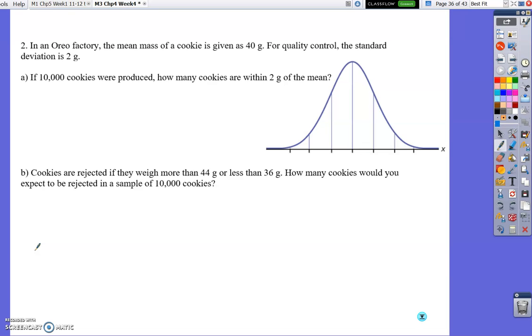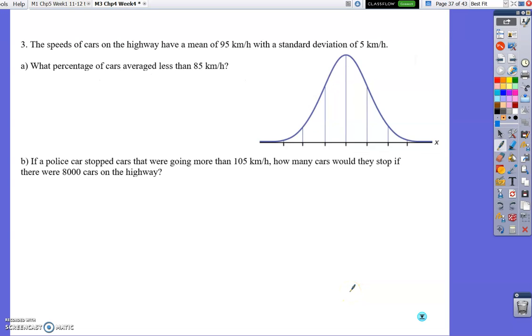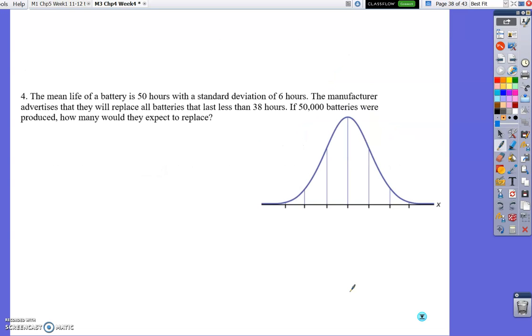So the Oreo factory: mass of cookies were produced within 2 grams of the mean. Keep that in mind. See what that is. Remember, our standard deviation is 2, so that just means within 1 standard deviation. That's 68%. You don't even have to do anything. 68%. Then do that times 10,000. And then this one you'll have to figure out everything before you move on. Speed of cars on a highway. This one's pretty straightforward. This one I thought was a little interesting.